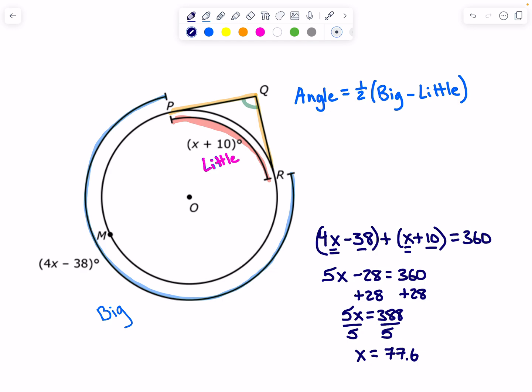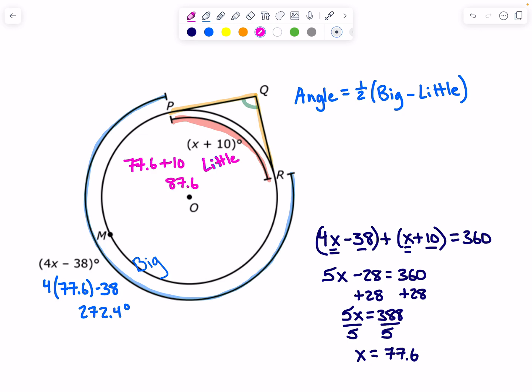So now we just got to go back and plug that in to get what is the big arc. So that'll be 4 times 77.6 minus 38, which equals, let me move the word big out of the way. So that would equal 272.4 degrees. And then our little arc, let's plug this in over here, would be 77.6 that we found for x plus 10, and that's just 87.6.